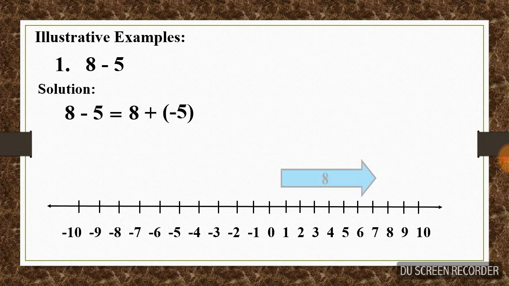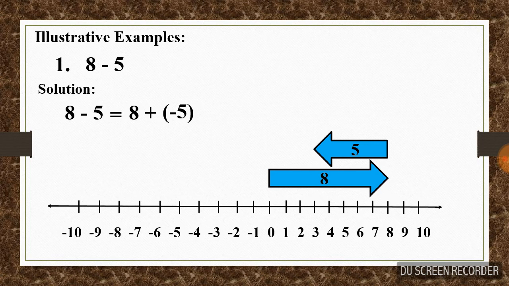8. Since 8 is positive, we'll move 8 times from 0 to the right. Plus negative 5. Since 5 is negative, we'll move 5 times from 8 to the left. Now 8 plus negative 5 is equals to positive 3. Now let's proceed to example number 2.